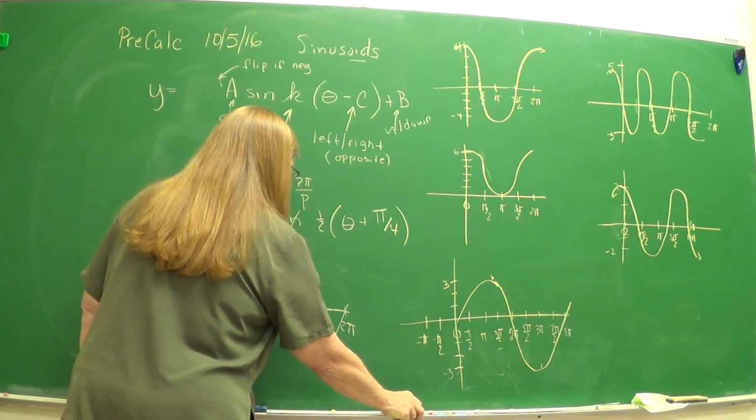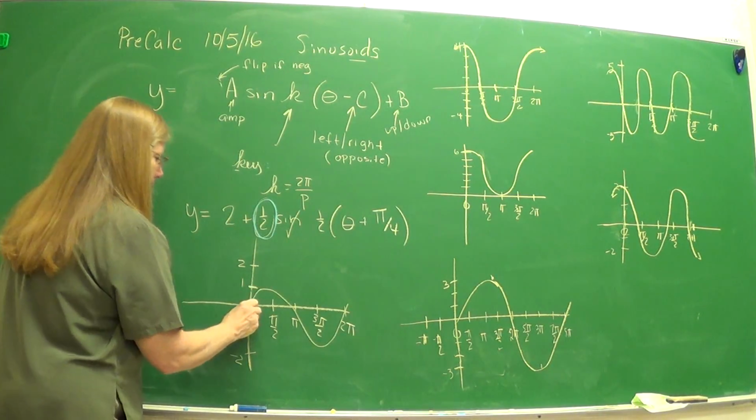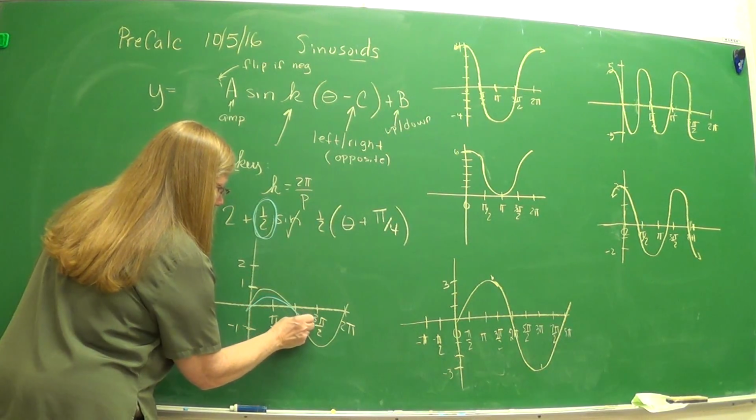All right, next I'm going to switch colors and do an amplitude change. Instead of going up to 1, it's only going to go up to 1/2. So it's going to go like this.